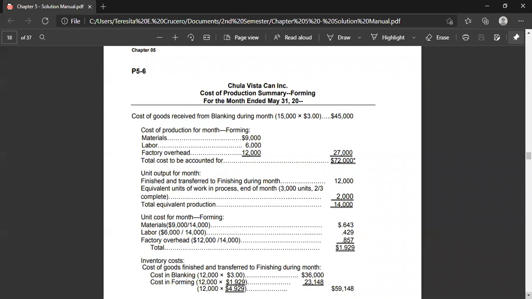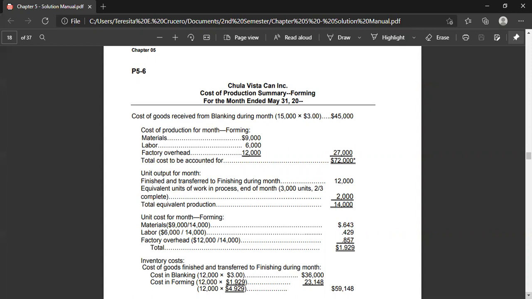Now the unit cost for the month, we have the materials 90,000 divided by 14,000, and the labor 6,000 times 14,000. All in all, you get total unit cost of 1.929. I'm giving you your total cost of 1972 for the unit output for the month.